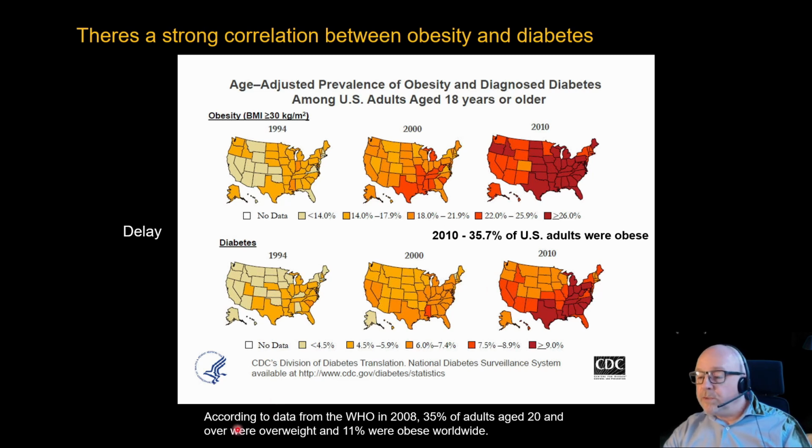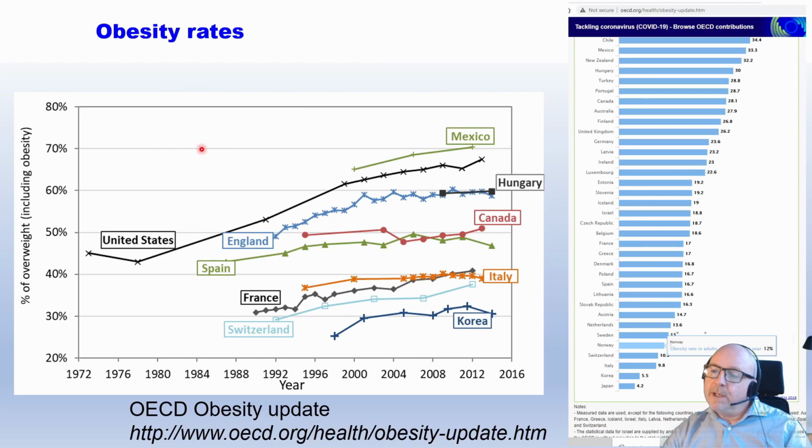According to data from the WHO in 2008, 35% of adults aged 20 and over were overweight and 11% were obese worldwide. So obesity is a problem, and it seems causative of diabetes, and diabetes in the Western world is an expensive problem. It's expensive to treat. Here are just some rates as they go up over time.